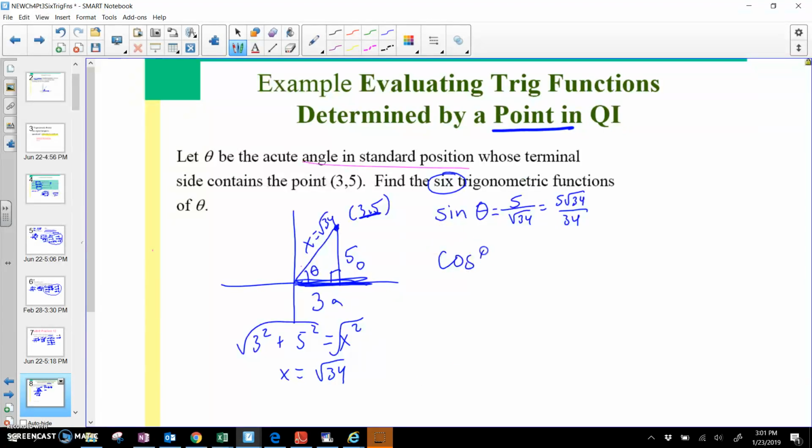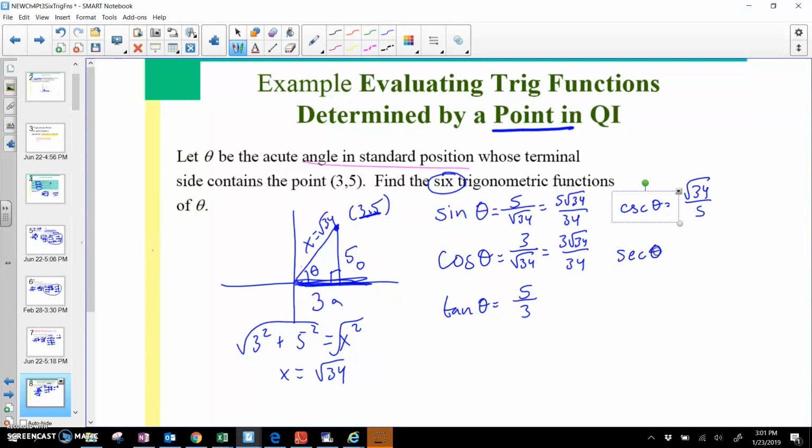Then I find the cosine of theta, which is adjacent over hypotenuse, so it looks very similar, but instead of a 5, I have a 3. So 3 root 34 over 34. And tangent of theta is opposite over adjacent, so I don't have to deal with the radical at all. It's 5/3. Take my reciprocal functions from sine, I go to cosecant. And I flip the original so that I don't have to mess with the radical. The root 34 goes on top.